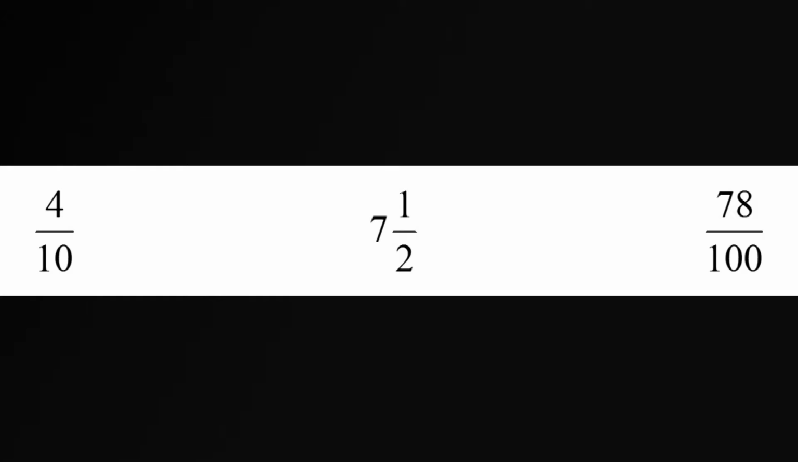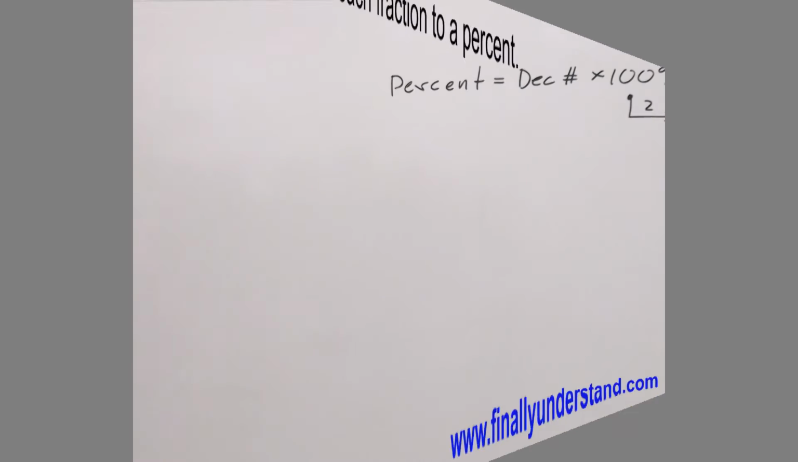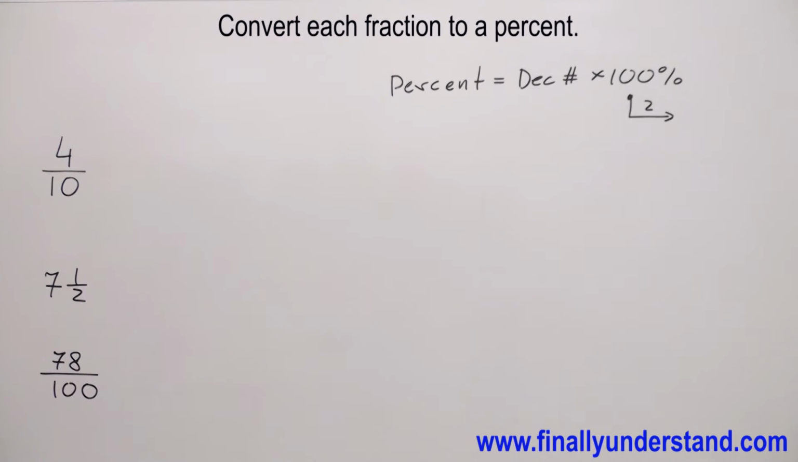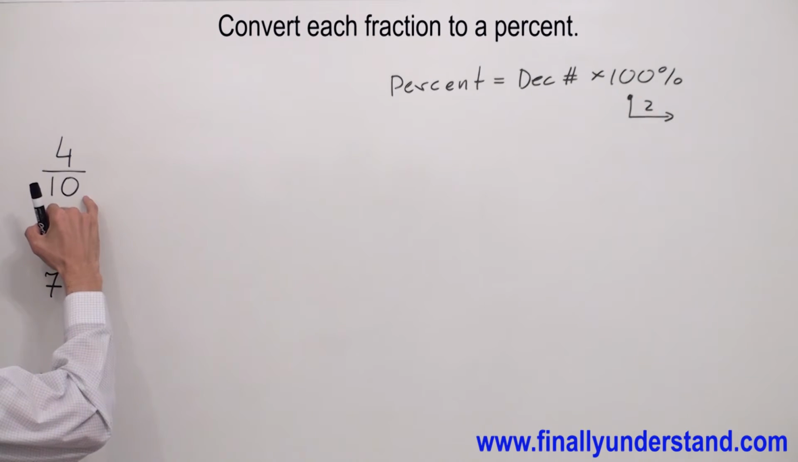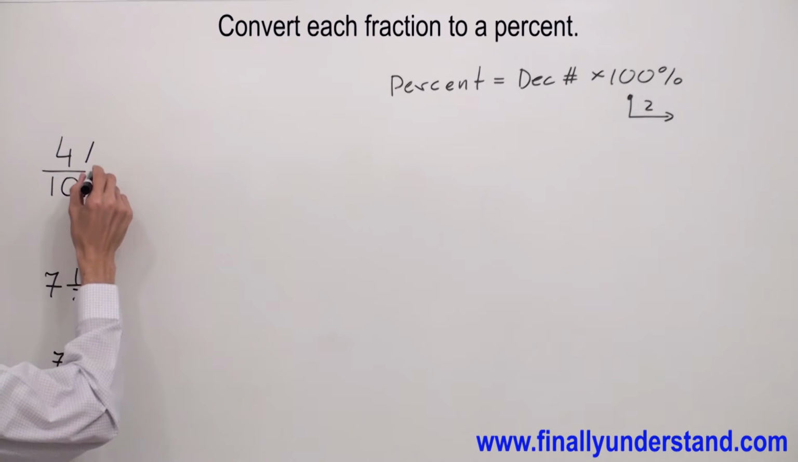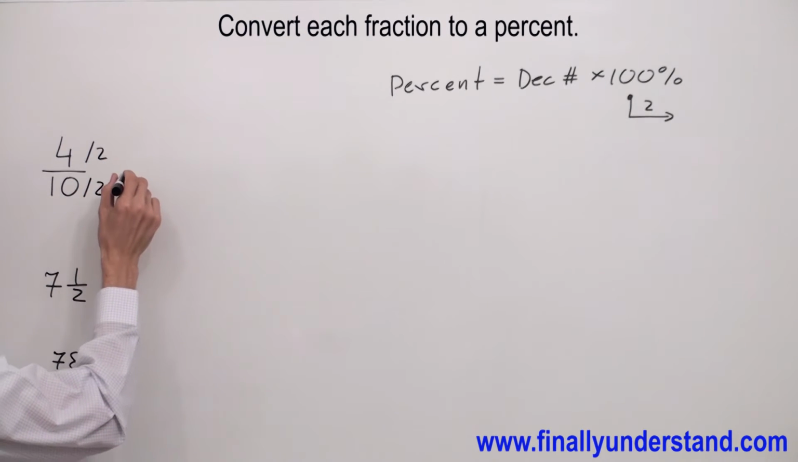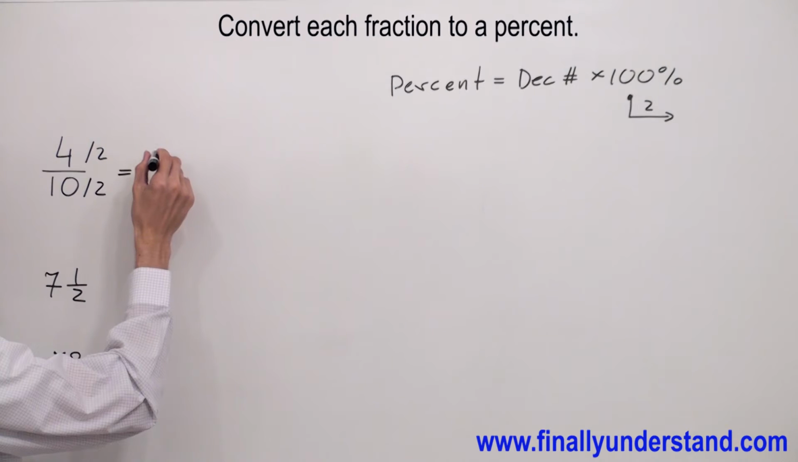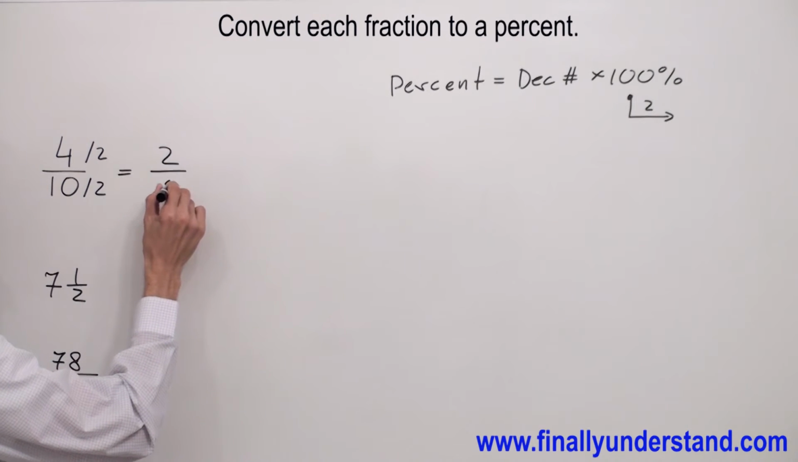Let's take a look at these examples. Now, before we convert any fraction to a percent, check if we can reduce that fraction. In this case, I have 4 and 10. Both of them, I mean numerator and denominator, I can reduce by 2. That's why I'm going to have 2 over 5.